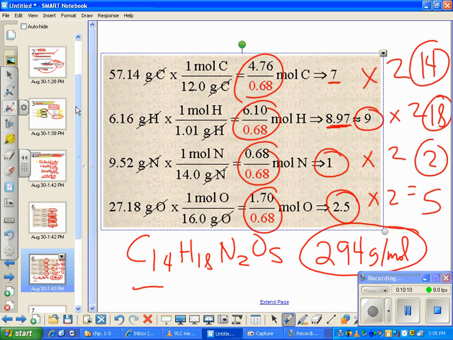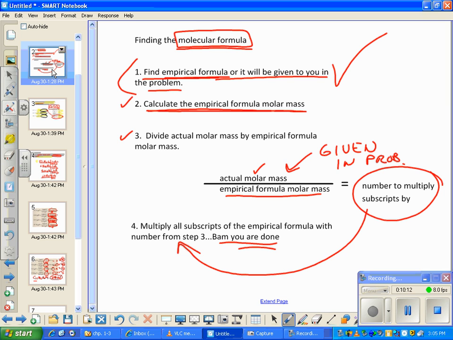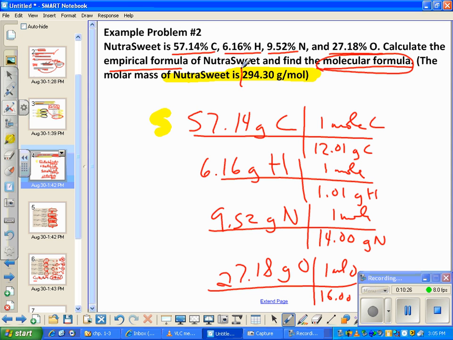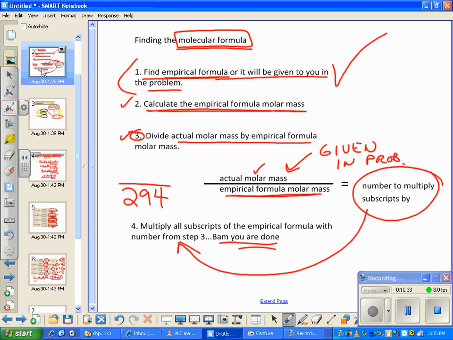If you look, the next step is to divide the actual molar mass from the problem by the empirical formula molar mass. In this case, we said the empirical formula molar mass we figured out was 294. If we go back to the original problem, the actual molar mass is 294. So I'm basically dividing 294 by 294. This number always has to come out to be a whole number. In this case, 294 divided by 294 is going to be 1.